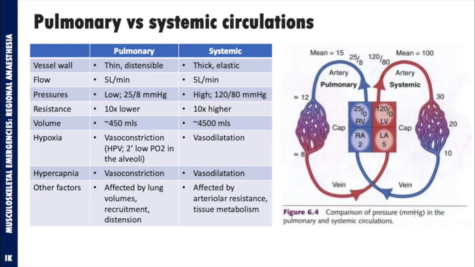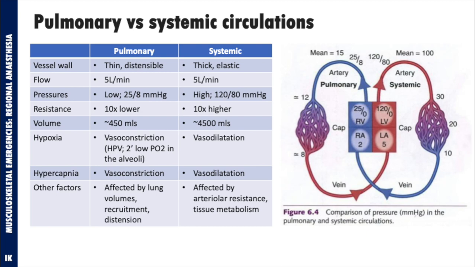This is one of the last few slides. Again, one whole question is probably going to be about this, the difference between pulmonary and systemic circulation. You can read this table yourself, but in summary, for pulmonary, everything is less. It has the same flow, just to match, they must be equal. The pressure is lower, about 1/6. Resistance is lower, about 10 times. Volume is lower, about 10 times. It responds to hypoxia and hypercapnia in opposite ways to the systemic circulation. It's also affected by lung volumes, recruitment and distension, whereas systemic is mainly affected by tissue metabolism. So if skeletal muscle is working, there will be more vasodilation. Right?